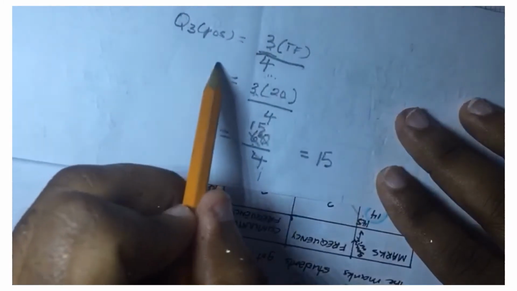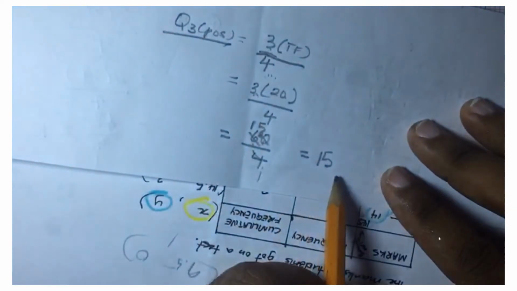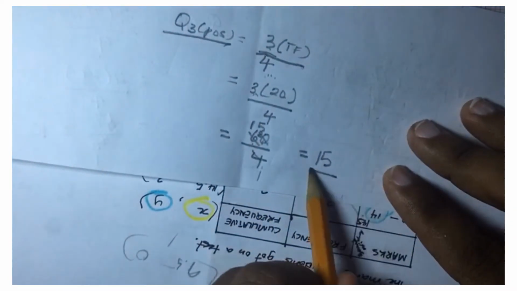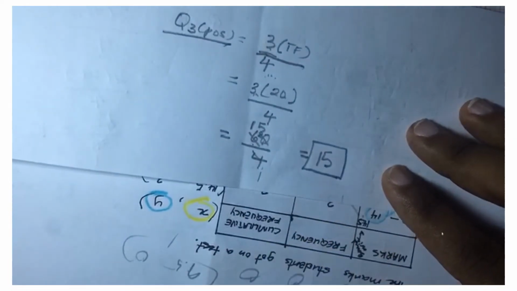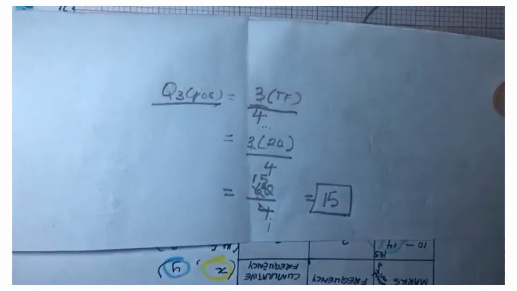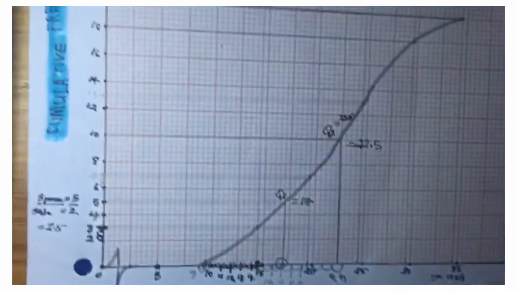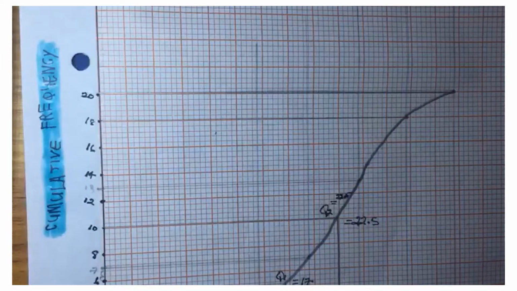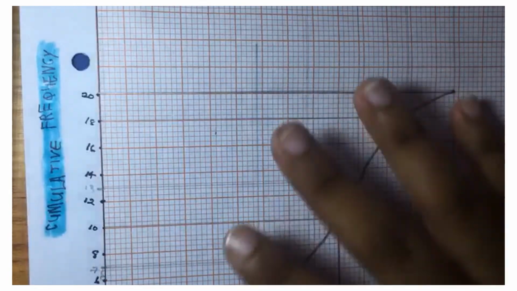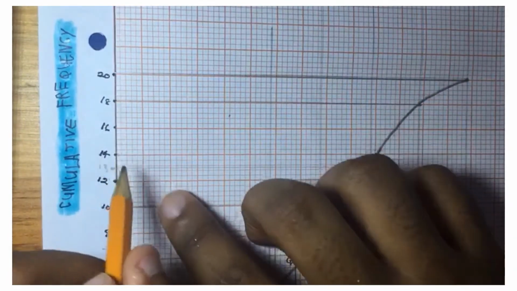So my Q3 position is my 15th cumulative frequency. So I'm going to go search for my cumulative frequency on my graph for 15. Easy cheese, no? So where's 15 on my graph? Where would it fall? If I did say between 14 and 16, you're good. That is perfectly correct. So between 14 and 16 will be 15.